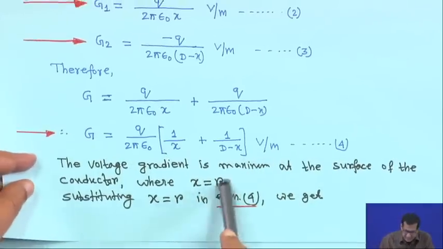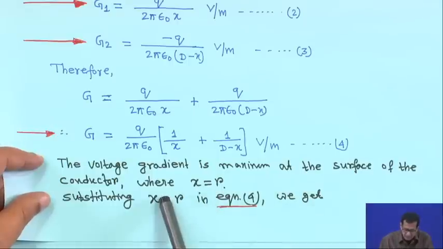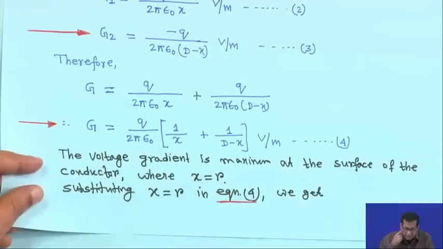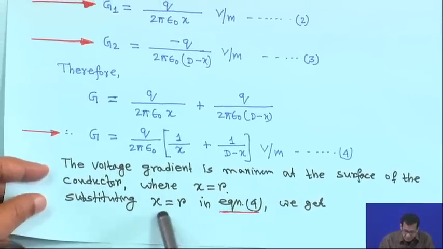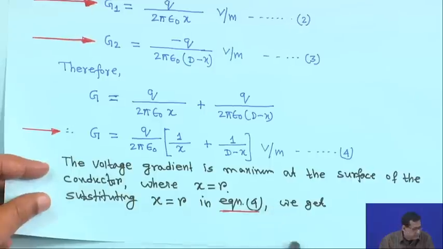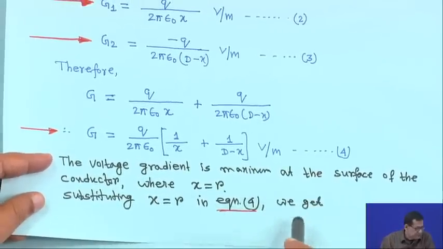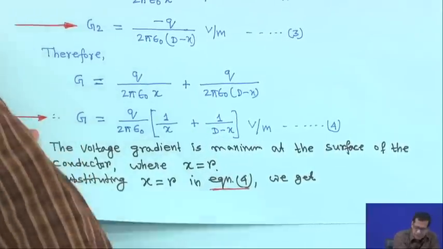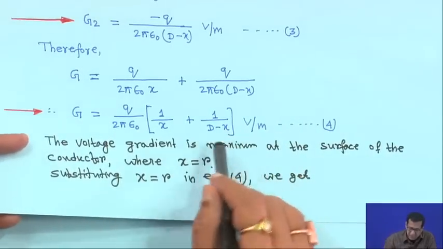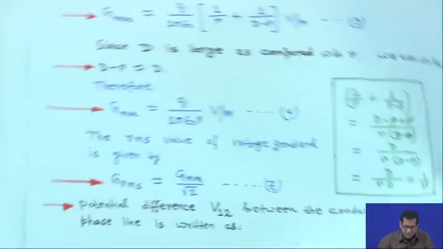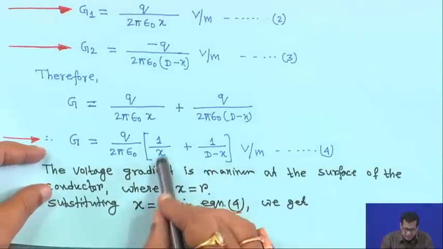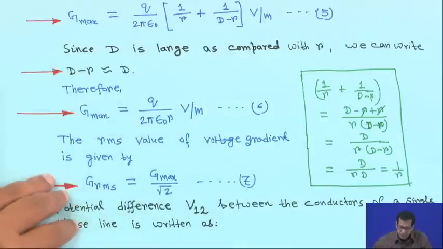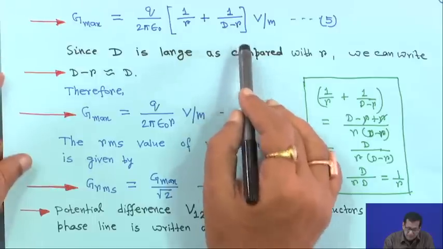Now, the voltage gradient is maximum at the surface of the conductor, where x is equal to r. This we have seen for cable also: at x equal to r the voltage gradient is maximum. So if you substitute x equal to r in this equation, because it is maximum, it will be 1 upon r plus 1 upon d minus r volt per meter.